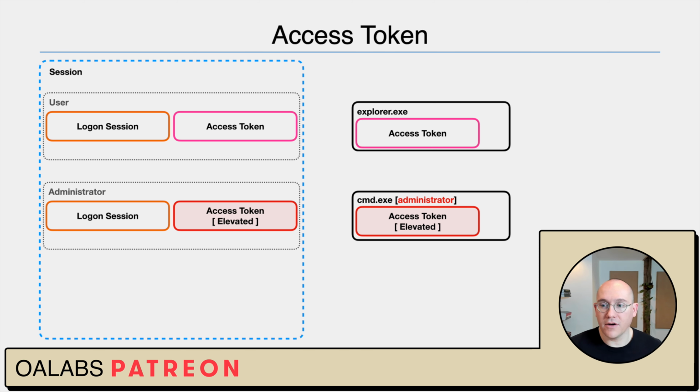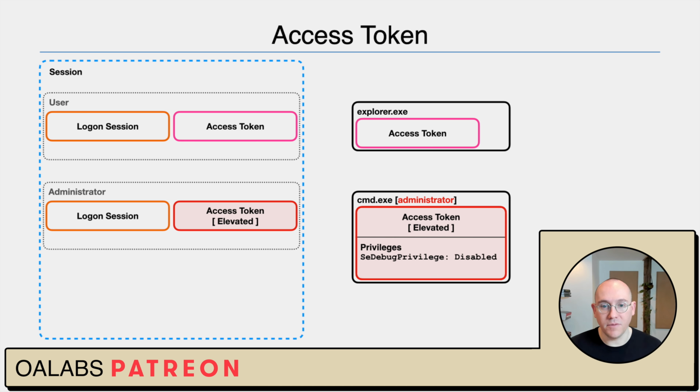So let's take a look at our example here and assume that this user does have SeDebug privileges. When they spawn cmd.exe as an elevated process and their elevated access token was copied into the process, it would have the SeDebug privilege, but that privilege would be disabled, which means it can't be used in the process yet. If they want to use it, they need to actually enable that privilege.